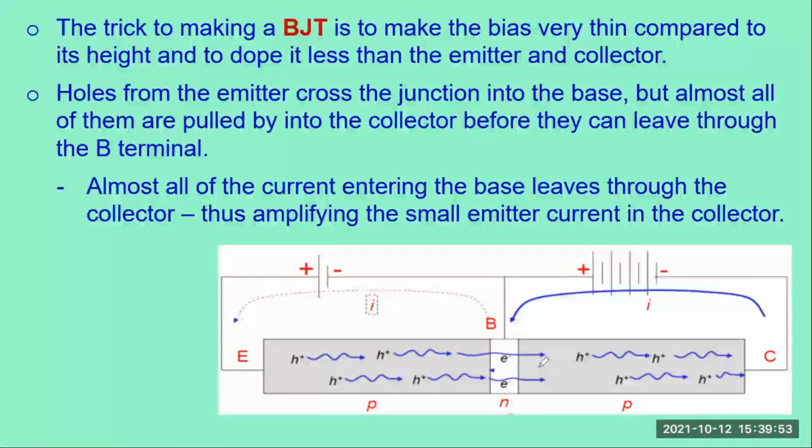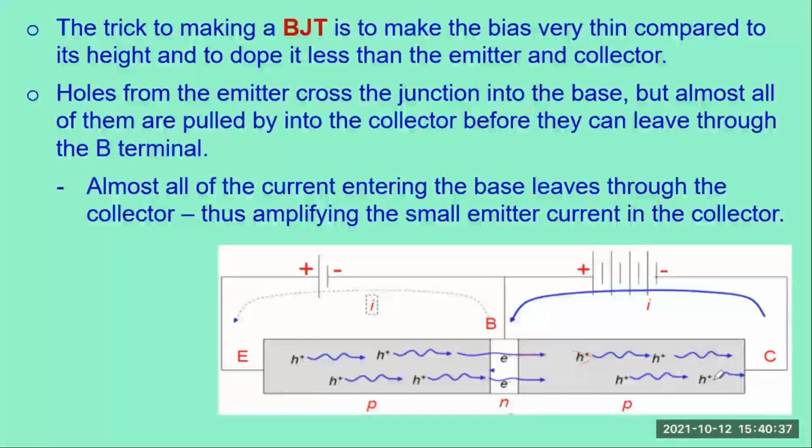The base is so thin that it does not disrupt the movement of these holes. They continue their movement across the base to the collector side of the circuit. So I have the holes from the emitter crossing the junction into the base, and almost all of them are pulled by the collector.